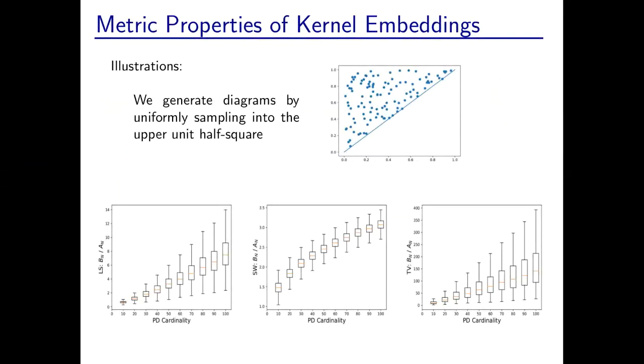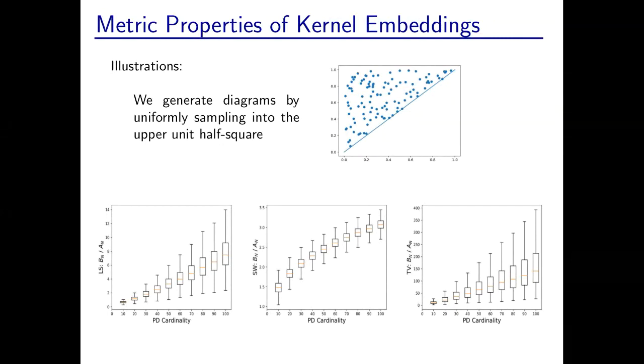So I see the spread staying nice and tight for the sliced Wasserstein kernel. What are the axes again? The horizontal? Okay, so in the abscissa, I'm increasing the number of points in the diagrams. So we're looking at diagrams with at most 10 points, or at most 20 or 30, up to 100 points.